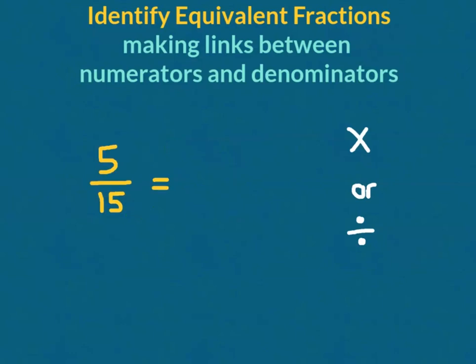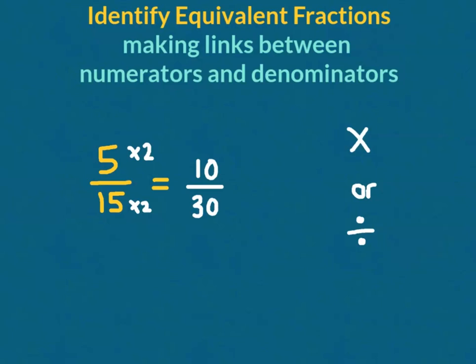What about 5/15? 5 parts of 15. Is there any operation that we can carry out to both of these numbers? We could, of course, multiply them. We could multiply 5 by 2, which would give us 10. And we can multiply 15 by 2, which will also give us 30. So we can say that 5/15 is equal to 10 parts of 30.